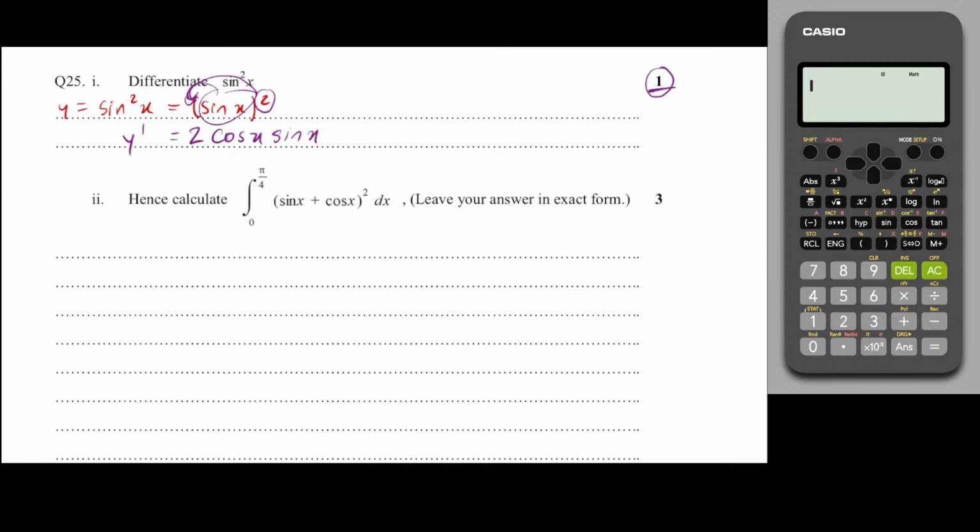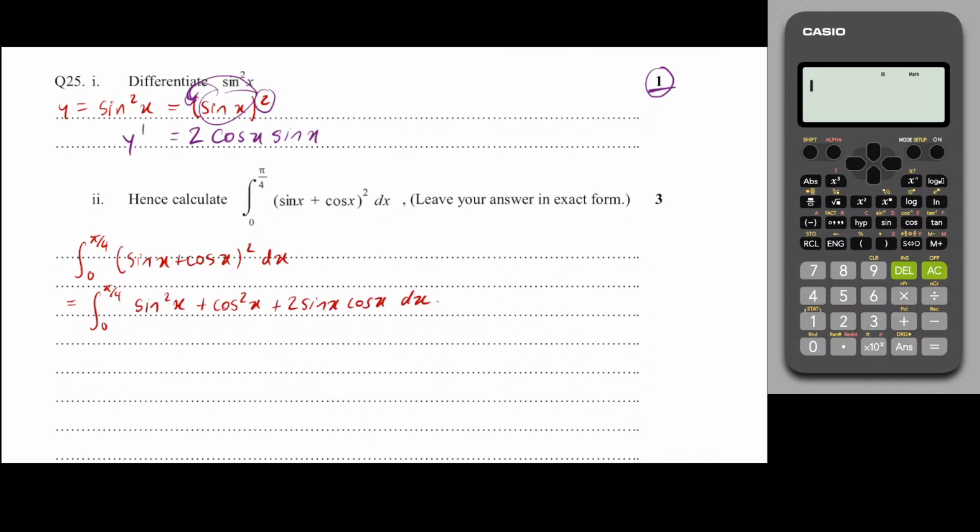Okay, next question. Hence, calculate the integral from 0 to pi on 4 of (sine x plus cos x) all squared dx. Leave your answer in exact form. For this one, I think we're going to start off by expanding it. This is the same as the integral from 0 to pi on 4. Use your binomial expansion: sine squared x plus cos squared x plus 2 lots of sine x cos x dx.